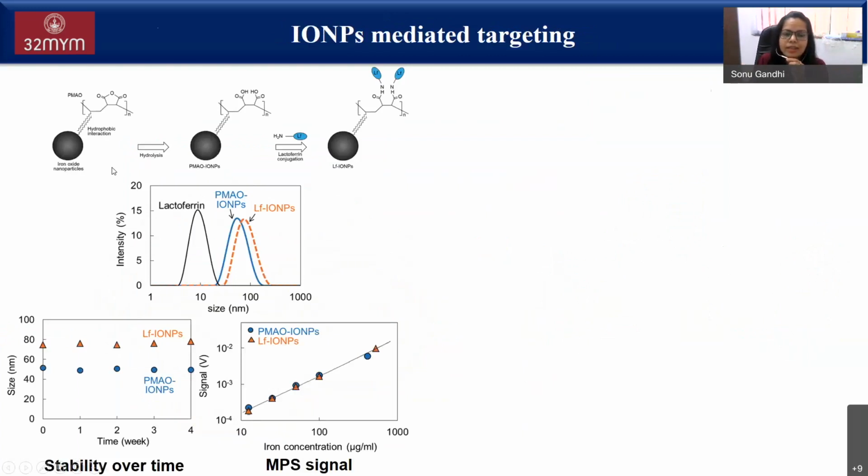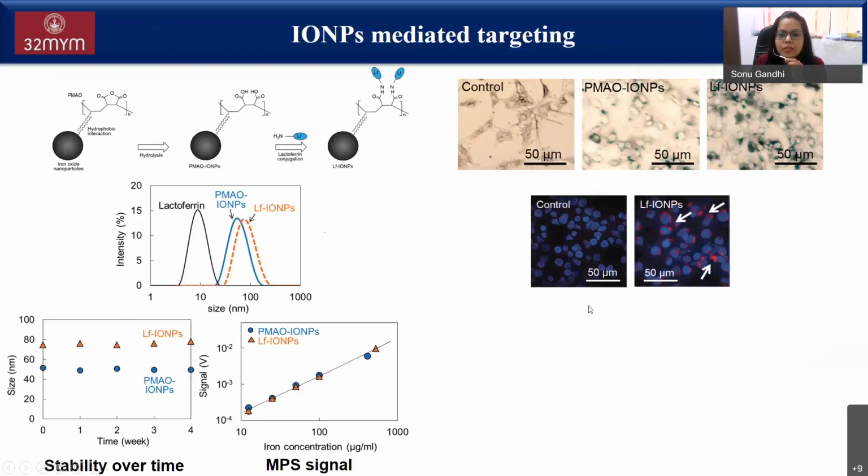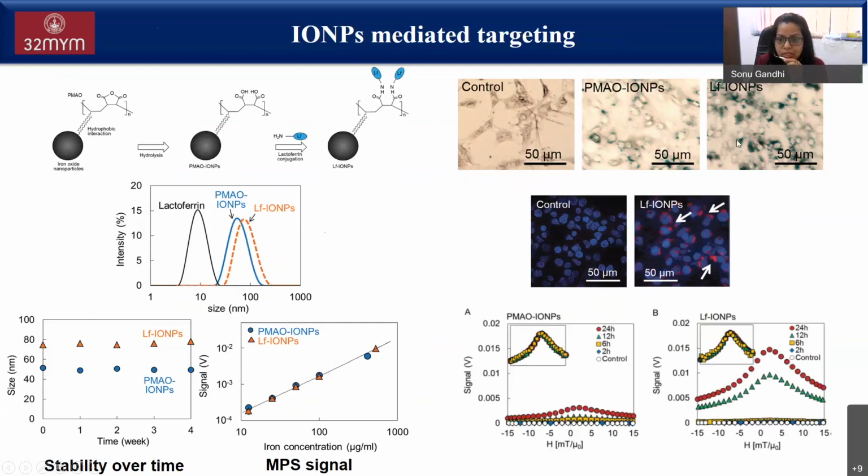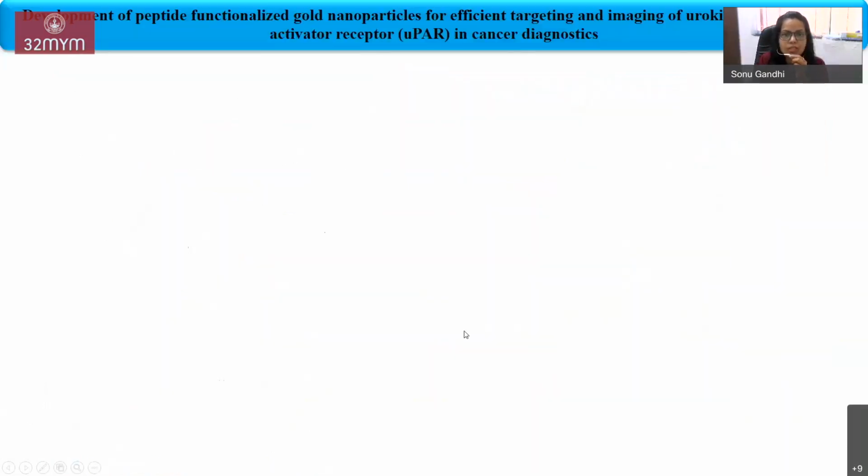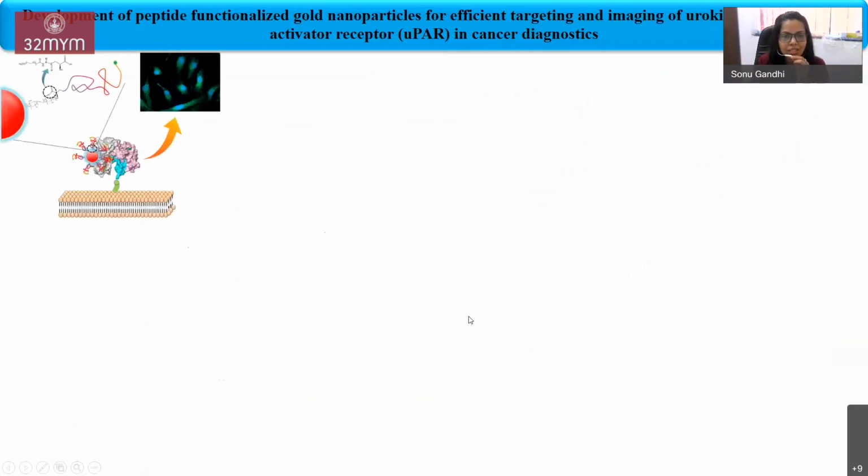And then these are the iron oxide nanoparticles which we have used for targeting. We have seen that these specific particles, when labeled with specific receptors like lactoferrin, are able to cross the blood-brain barrier, and we can see the targeting by confocal as well as through Prussian blue stains. This is the MPS-based signal, and we concluded that at 12 hours, we can see the response of these particles.